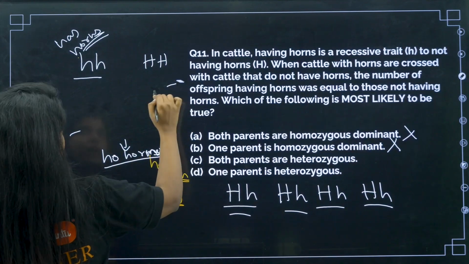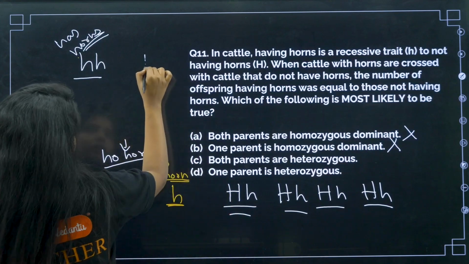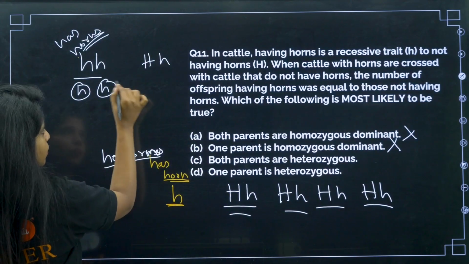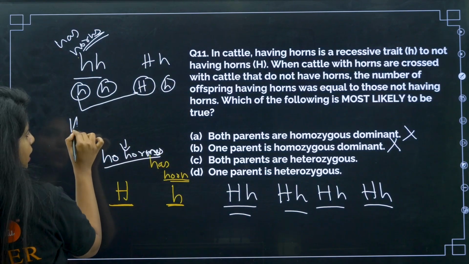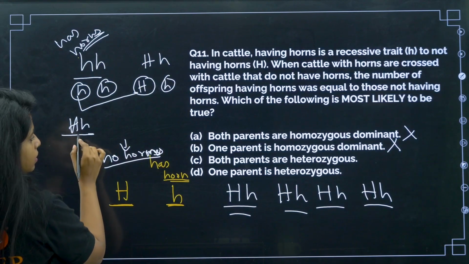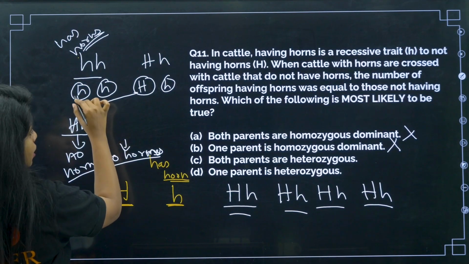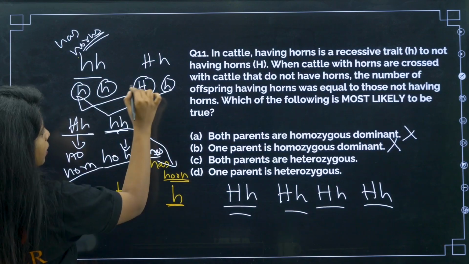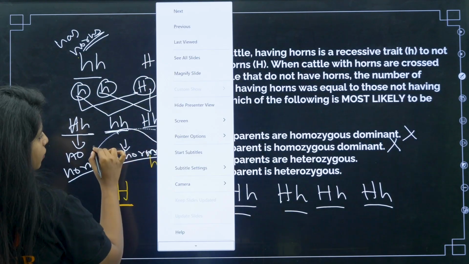So the other parent should be like this, my dear children, then only things will work. Capital H, small h. Now here, small h, capital H, small h. When you cross this and this, you get capital H, small h. That means this guy will not have horn, no horn. Now we cross this with this, you get small h, it has horn. When you cross this with this, again, capital H, small h, it does not have horn.